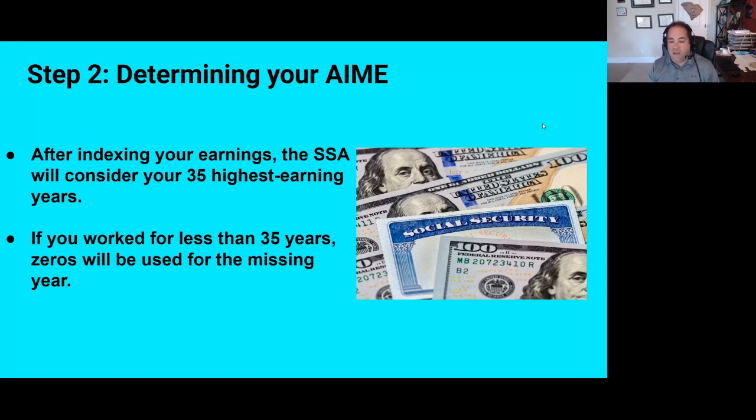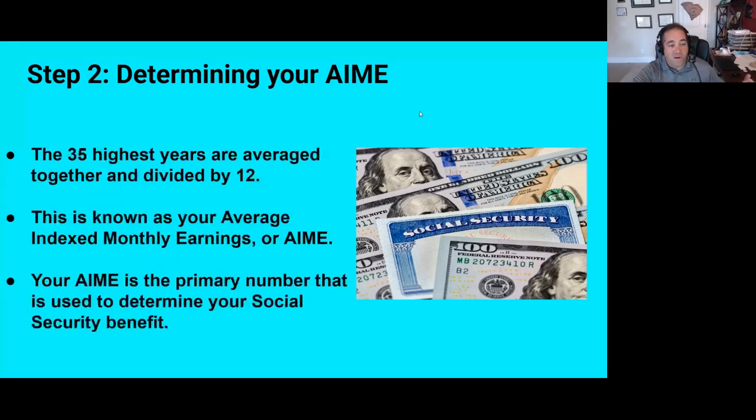If you have worked for less than 35 years, you're still eligible for Social Security. You really only need 10 years of work to be eligible for a Social Security benefit. But in that case, zeros will be used to fill in the missing years. So if you've only worked for 30 years, for example, you would have 30 numbers plus 5 zeros to average together. Your 35 highest earning years are averaged together and then are divided by 12. This is known as your average indexed monthly earnings, or AIME. This is the primary number that is used to determine your Social Security benefit.